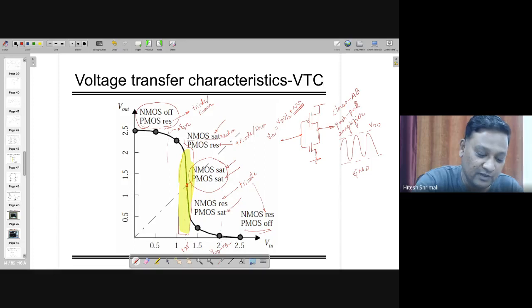VDD by 2 plus a small signal, I'll write this down: it has to be a small signal. If it is a large signal, then again, you cannot use it, because it will experience all the states which are written here. So majorly there are 5 states, or 5 combinations of NMOS and PMOS regions of operation. So they are going to change the states.